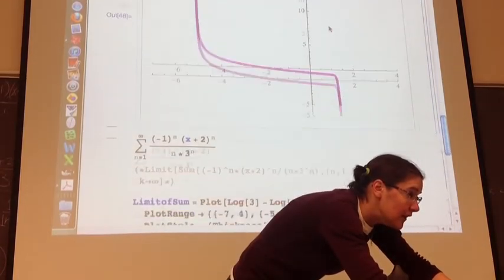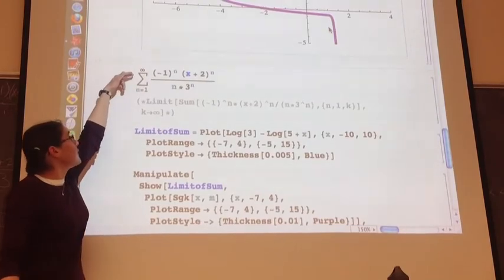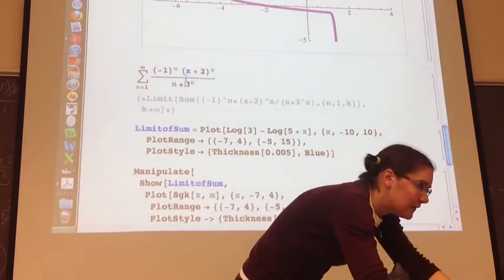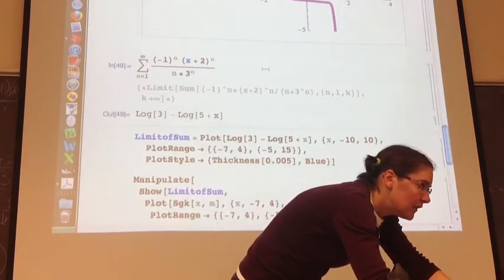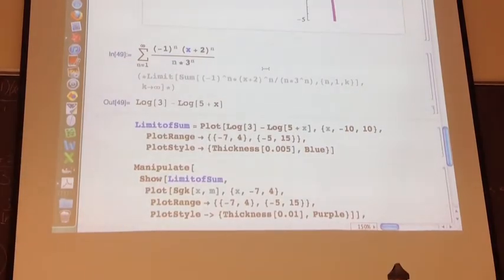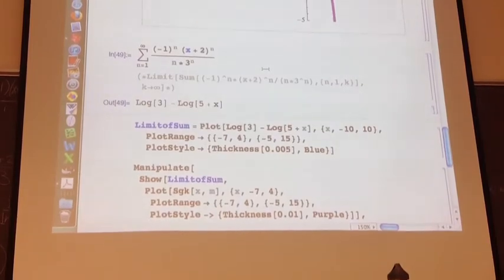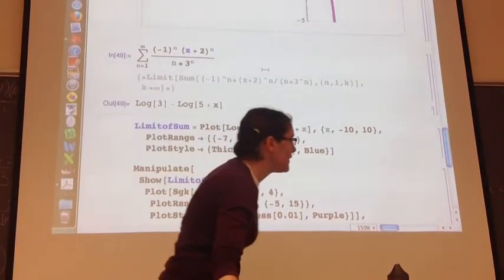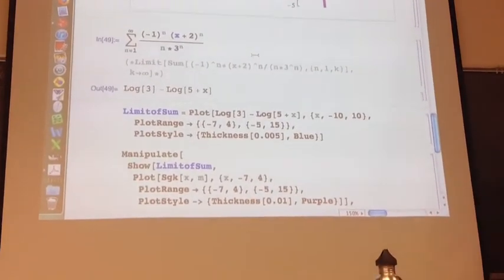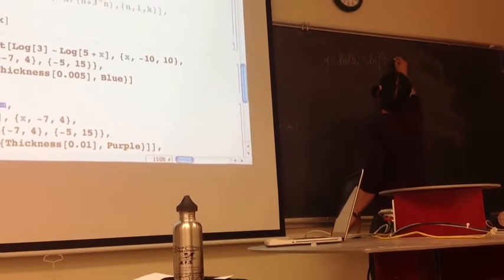The next thing I'm going to do is type in our series, the sum where n goes from 1 up to infinity of this series. And if I ask Mathematica to evaluate this, then I end up with log of 3 minus log of 5 plus x. And Mathematica's log is natural log. So it turns out that this particular series converges to y equals the natural log of 3 minus the natural log of 5 plus x.